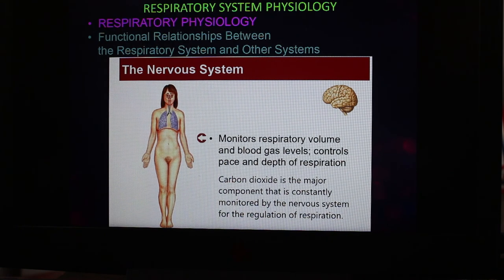If we look at the nervous system, the nervous system monitors respiratory volume and blood gas levels, and controls the pace and depth of respiration. This is mainly done at the limbic system and the brainstem area of the brain, in the pons and medulla oblongata. Carbon dioxide here is the major component that is constantly monitored by the nervous system for the regulation of respiration. So if the carbon dioxide level increases in the bloodstream, this is sensed by the brainstem, and it orders the lungs to breathe faster and deeper in order to remove more and more carbon dioxide from our body.